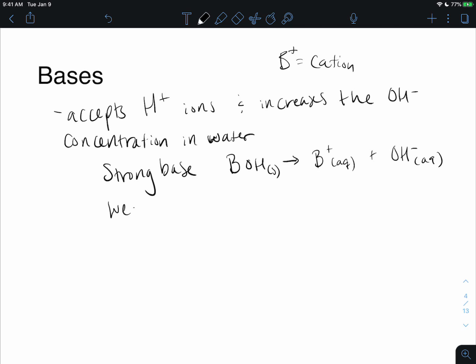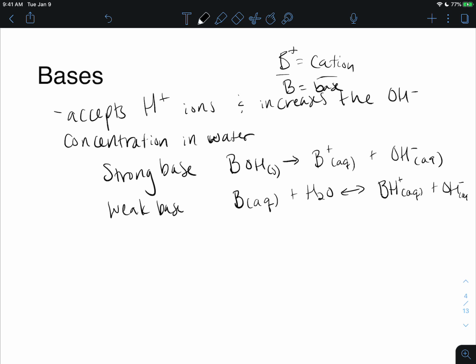Weak bases are also going to do a similar thing. Here we're going to have just a base. So this is a cation, just a B is a base. I know, weird way that they put that, but that's what they do. It's going to actually react with water. And it's an equilibrium process because it's a weak base. We produce this cation species and hydroxide ions, generally.